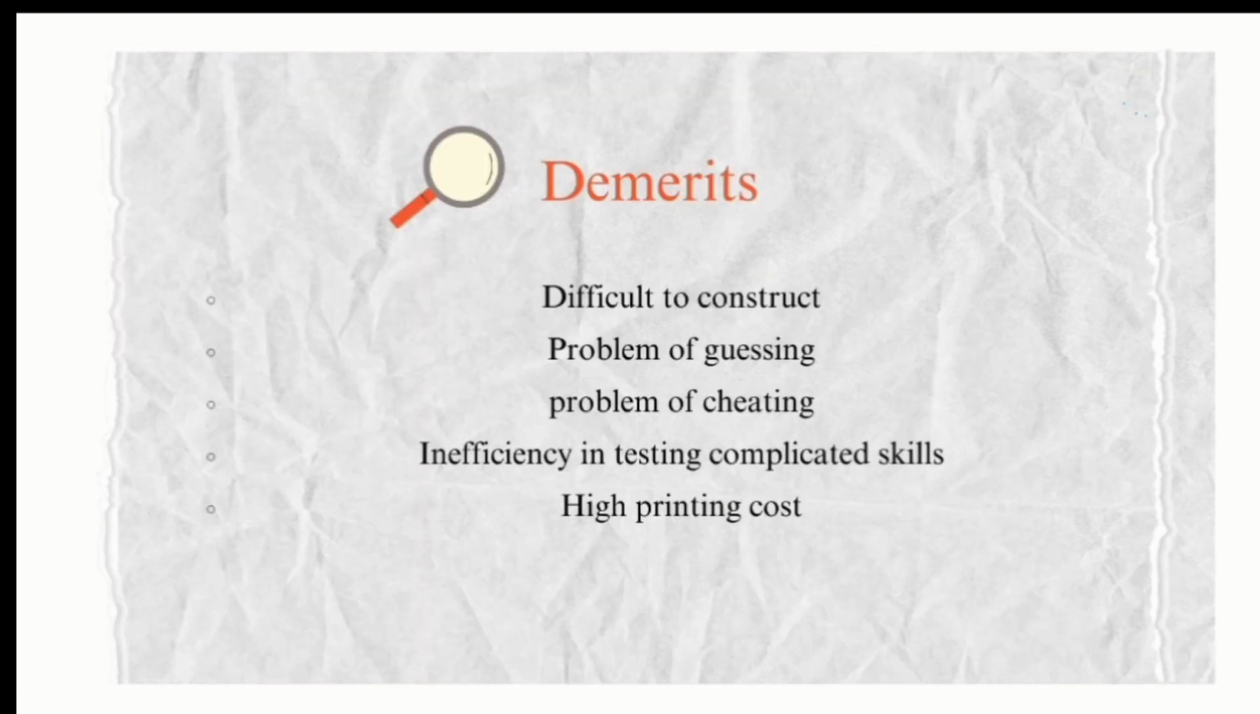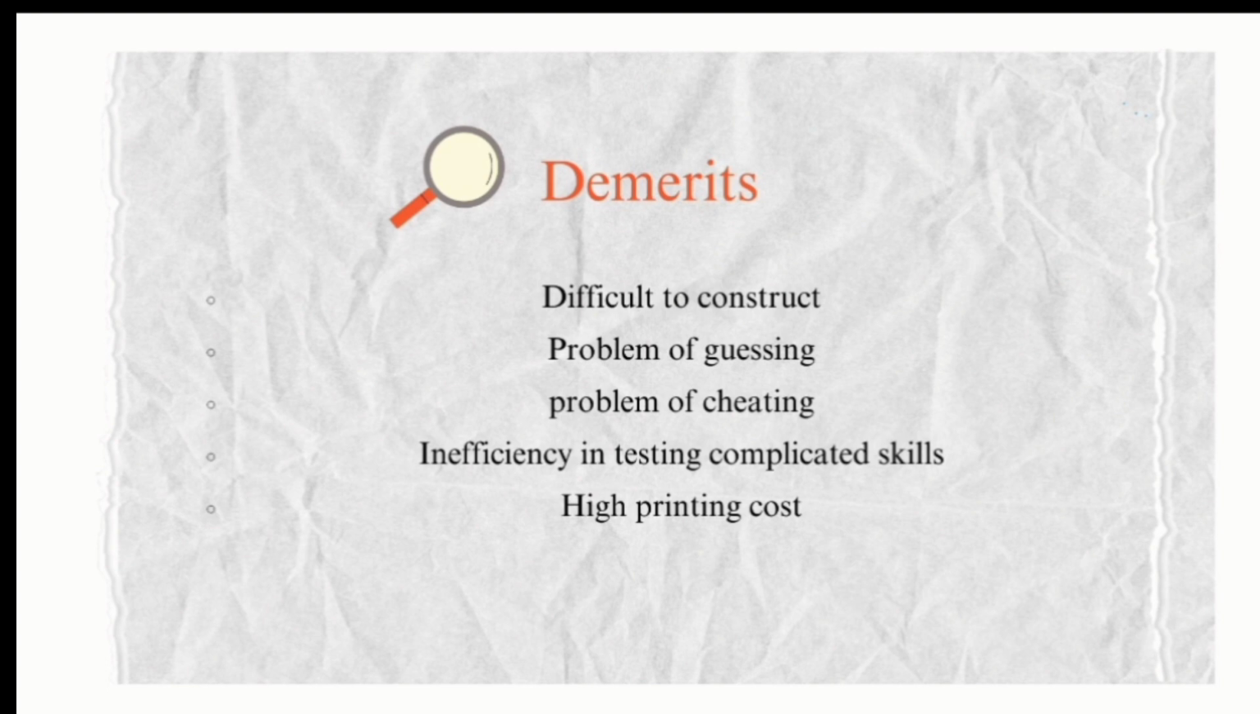Then the demerits are difficulty in preparing good items. The objective type items are easy to score but difficult to construct. Preparing good items requires talent, imagination and effort. Next, the problem of guessing: correct answers to objective type items can be guessed easily. By increasing the number of options, this limitation can be solved to a great extent.